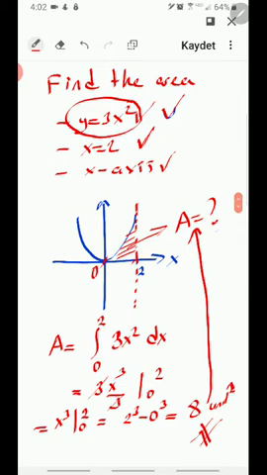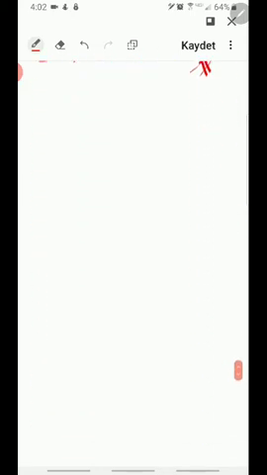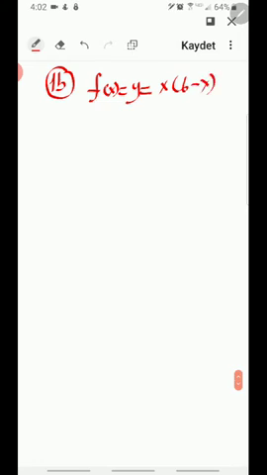Let's have a look at another sample. Exercises 10.5, page 185, 1b. In this question, it is similarly given a function. We have the function f of x, or we say y, which is x times 6 minus x. The difference between the first and second questions is that in this we are given a factorized form. We are going to find the area bounded by this curve and x-axis.